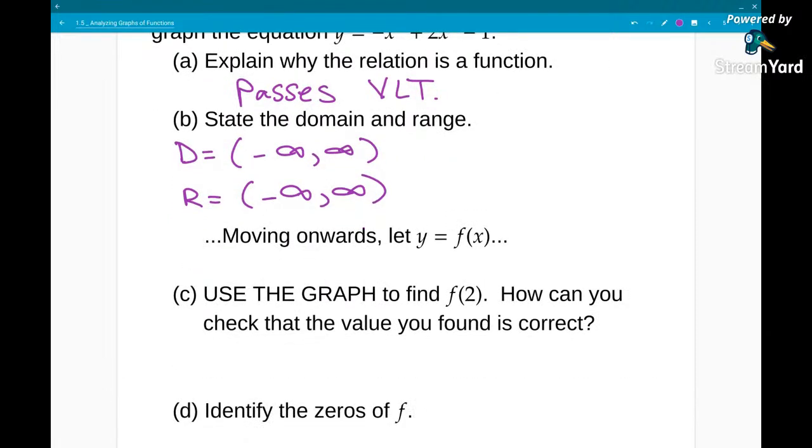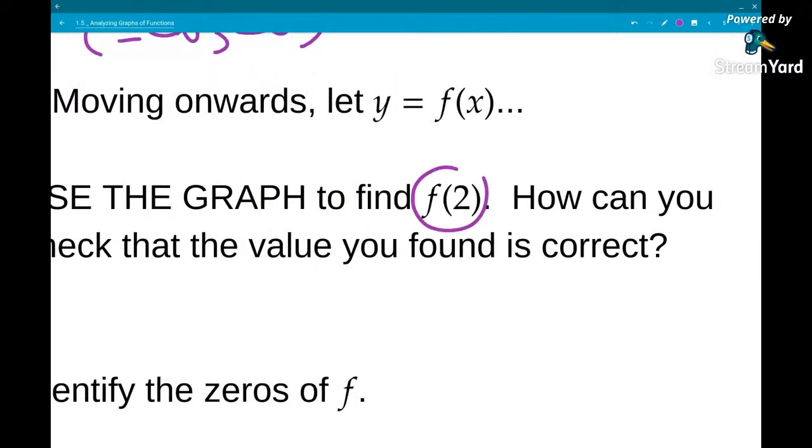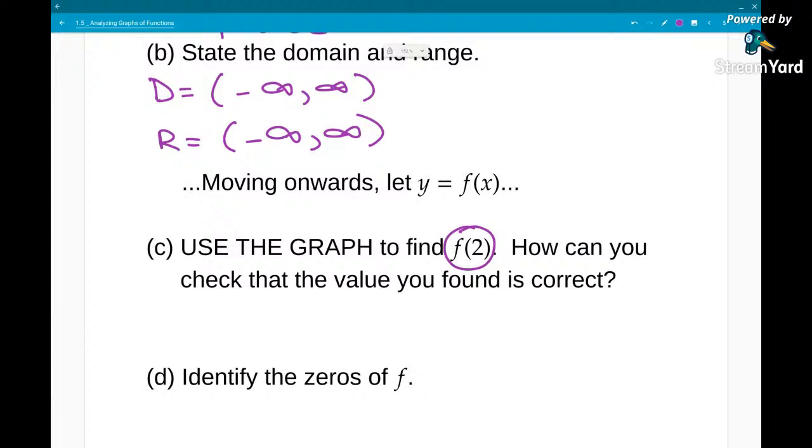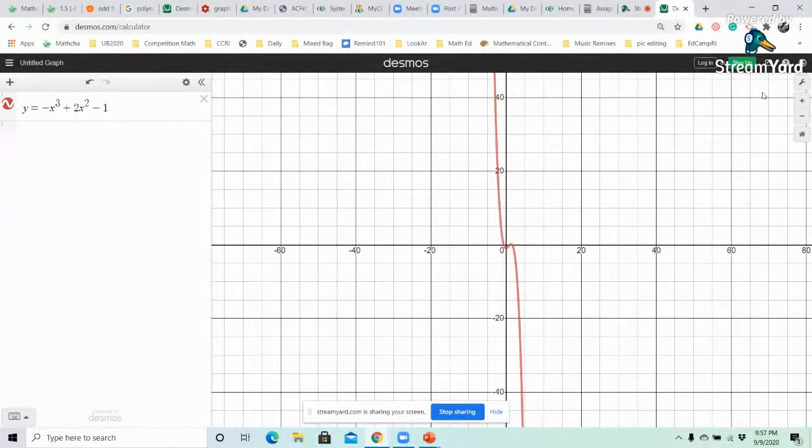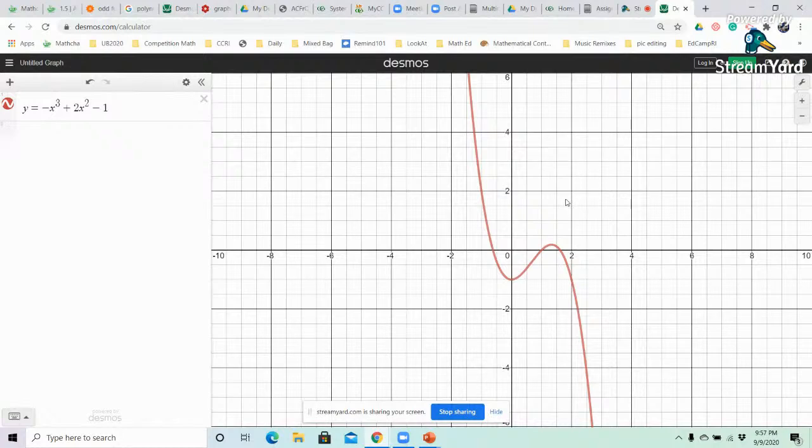For the rest of the questions, let y equal f of x. So I'm just going to say we're dealing with a function. How could you evaluate f of 2 just from the graph? So just using the graph, how could you find f of 2? Then how can you check that your answer is correct? Well, just using the graph, if I look at the graph, how could I find what f of 2 is?